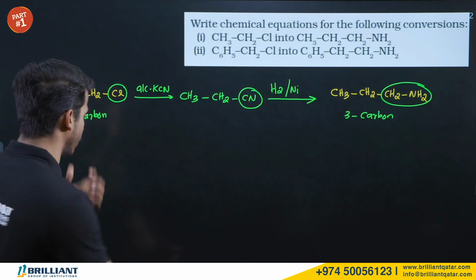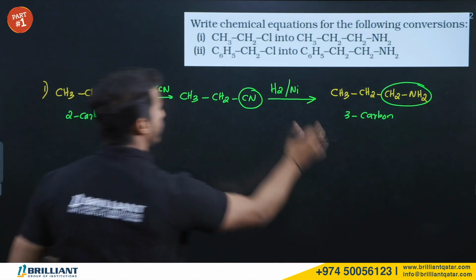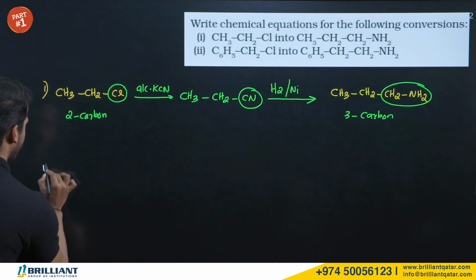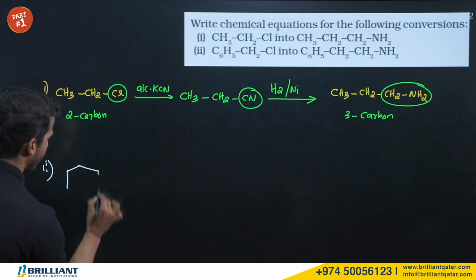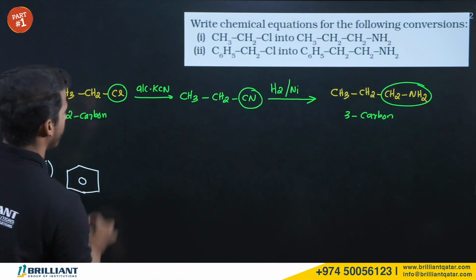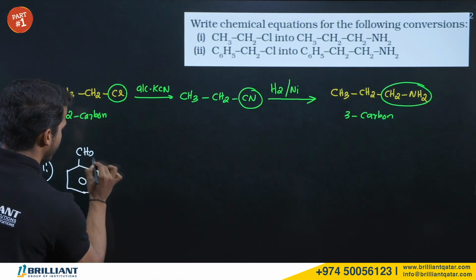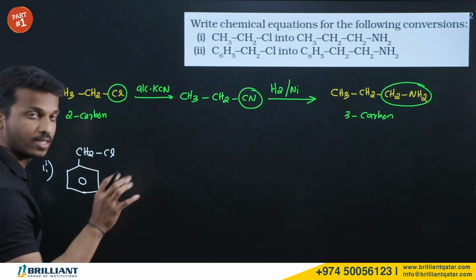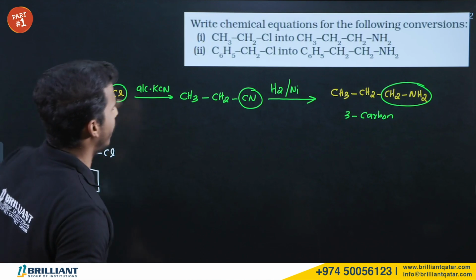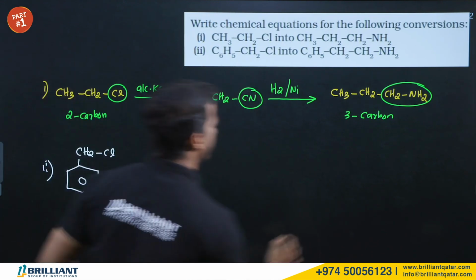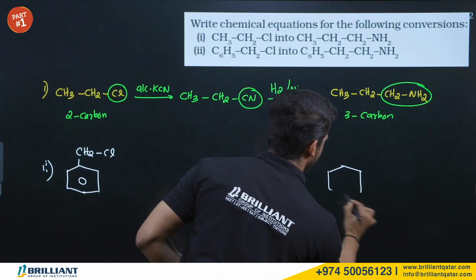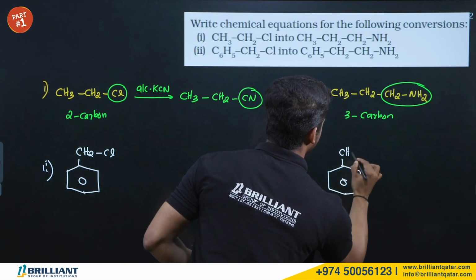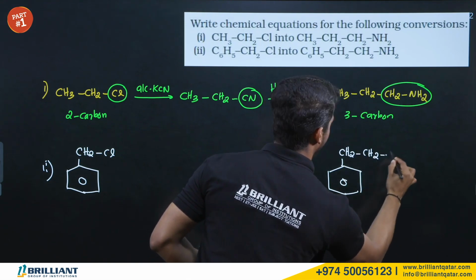The same procedure we are going to follow for the second question. In the second question, they gave benzene, the C6H5 phenyl group, with CH2Cl. What is this compound called? Benzyl chloride. This benzyl chloride we have to convert into C6H5CH2CH2NH2.